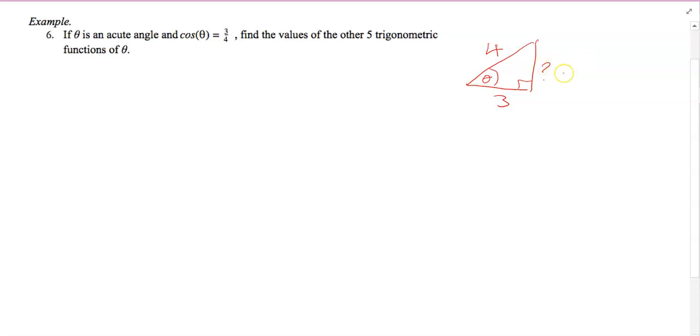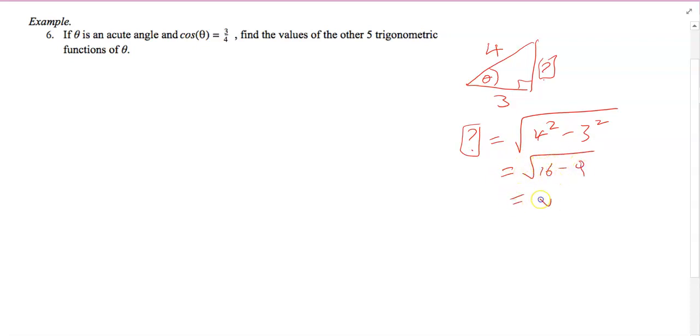This other side we don't know, so we need to find it. This side, which we need to find, will be equal to the square root of 4 squared minus 3 squared. That would be equal to the square root of 16 minus 9, which is equal to the square root of 7. That's coming from your Pythagorean theorem.